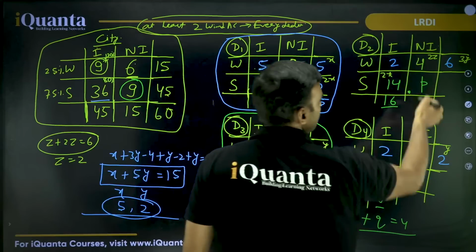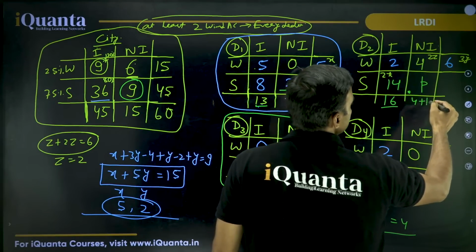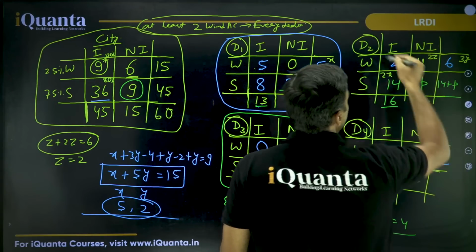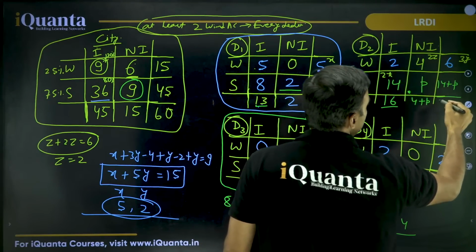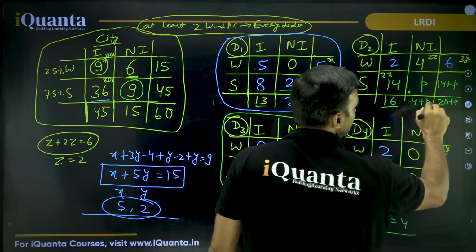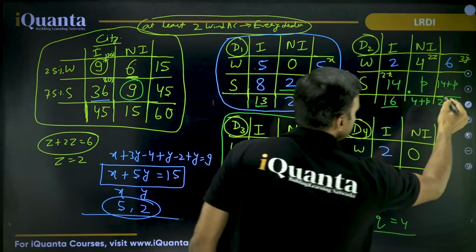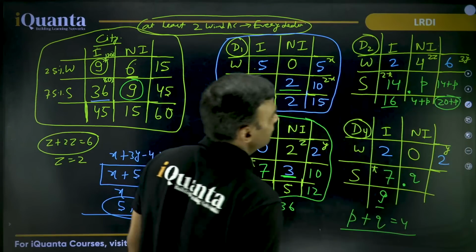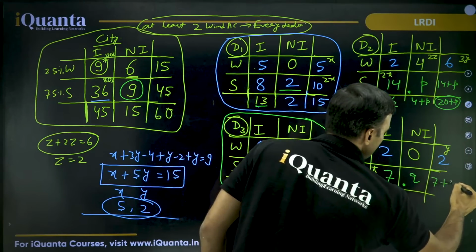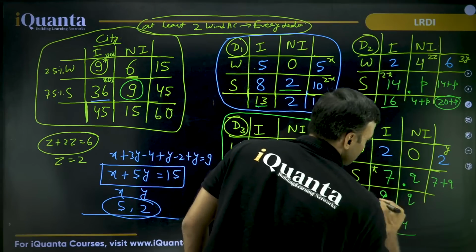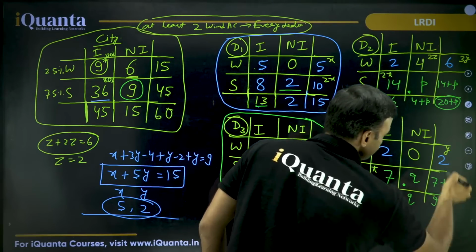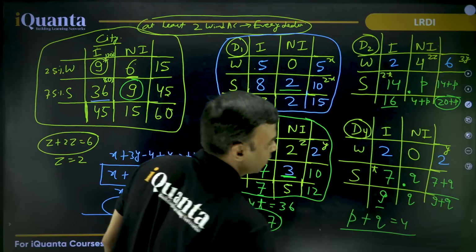P plus Q is equal to 4. And hence this total will be 4 plus P. This total will be 14 plus P. And overall total of D2 will be 14 plus 6, 20 plus P from this one, or confirmation 16 plus 4 plus P, that is 20 plus P, this one. So I'll just circle it, that this is the total of D2. What about D4? This is 7 plus Q. This is 0 plus Q here. So 9 plus Q will be the total of D4, and here 2 plus 7, right? So that is also confirmed.